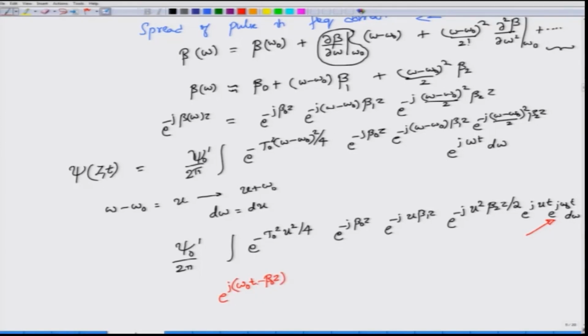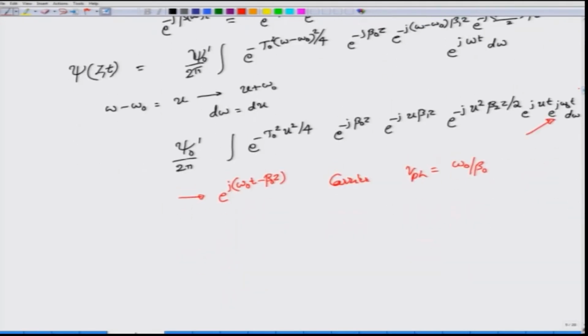This would actually tell you how the carrier would have propagated if it was not modulated. It would have simply told you how the carrier would have propagated if it is not modulated, and this is in fact defining the phase velocity. This is what I meant when I said in the earlier module that the carrier travels at phase velocity omega 0 by beta. The carrier is propagating at this phase velocity. So, I have removed this one from this expression.